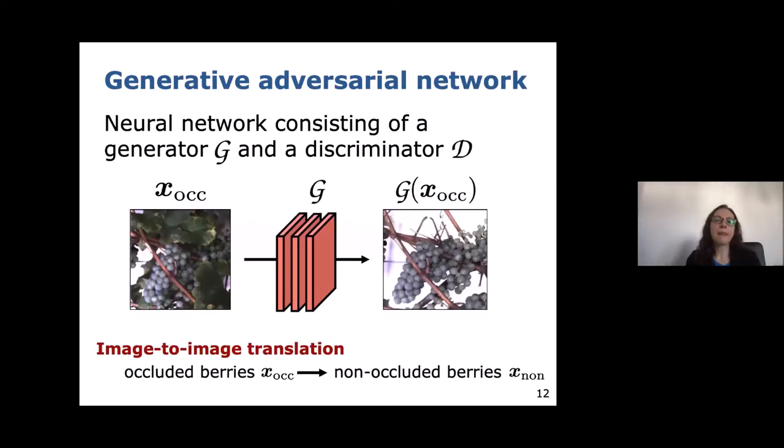And for this, to accomplish this task, we use so-called generative adversarial networks. Generative adversarial networks are another method which I consider a huge enabler in the sciences, and we can use them for a lot of tasks. Let me briefly show you how they work. A generative adversarial network consists of a generator G and a discriminator D, so you have two subnetworks. The generator, illustrated here, is a subnetwork which is able to generate an image without leaves, given an image with leaves. You can imagine this as a complex transformation from one domain with occlusions to another domain without occlusion. This is called image-to-image translation, because you translate from the domain of occluded berries to the domain of non-occluded berries.